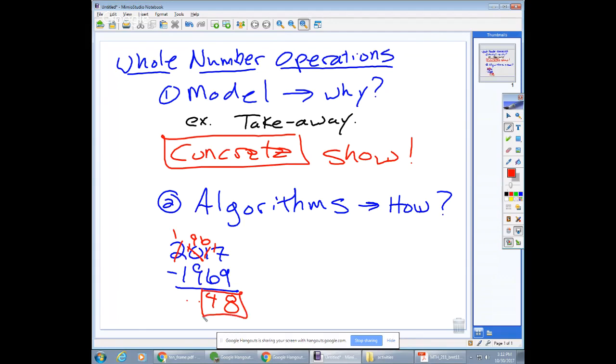Okay. That's a complicated process. However, that's what an algorithm is, a process. It's how we get the job done for big numbers. And so we have to have an algorithm. But it's good to know why. What does subtraction mean?